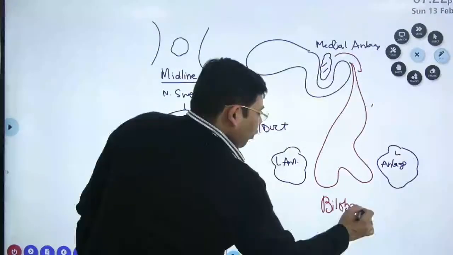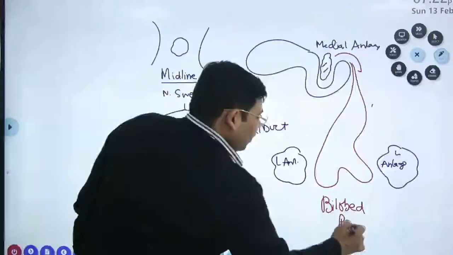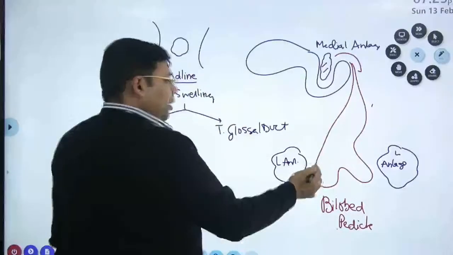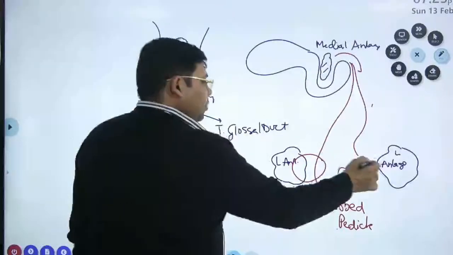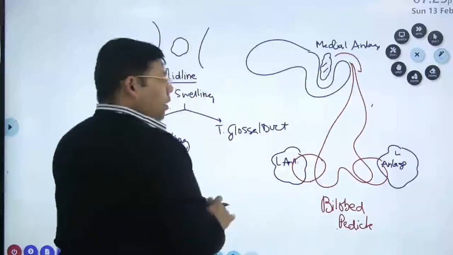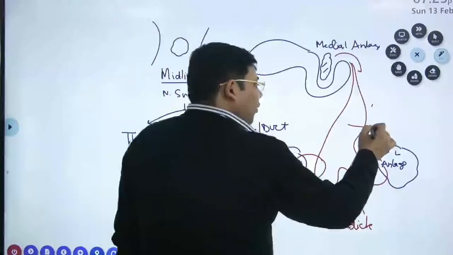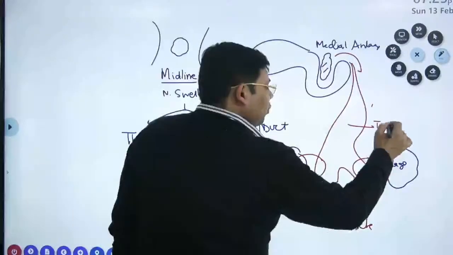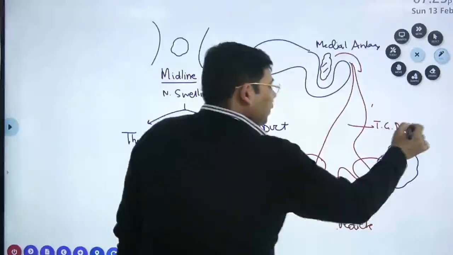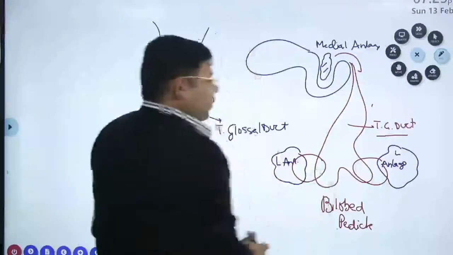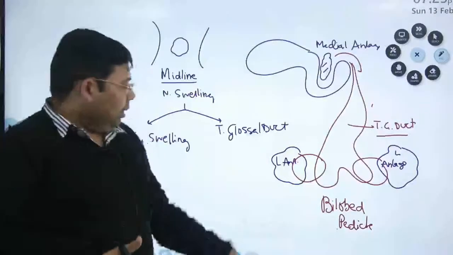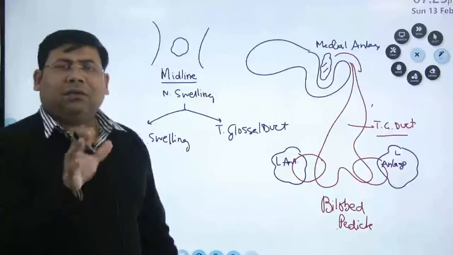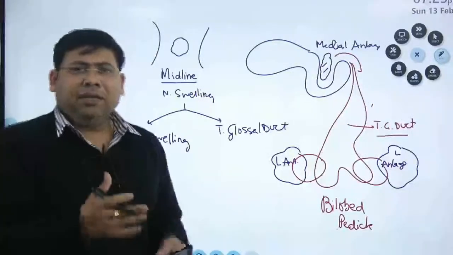And this bilobed pedicle will actually suspend the medial embryonic part, and this is now going to fuse. So fusion will now happen. Do you know the pedicle of this bilobed structure? This is known as the thyroglossal duct. So one thing is clear: the thyroglossal duct and the bilobed part of the thyroid all have a similar origin from that medial anlage.